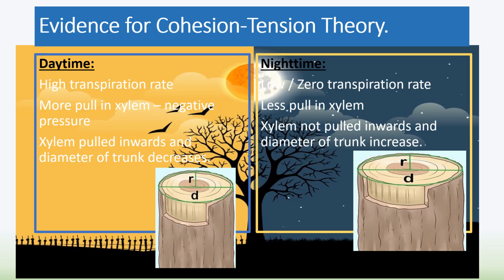We know that this happens because in the daytime, when there's more pull on the xylem, there's a negative pressure, and tree trunks will have a narrower diameter as a result. When the night time comes, this pull is stopped, and tree trunks will have a wider diameter because the pressure is no longer negative.